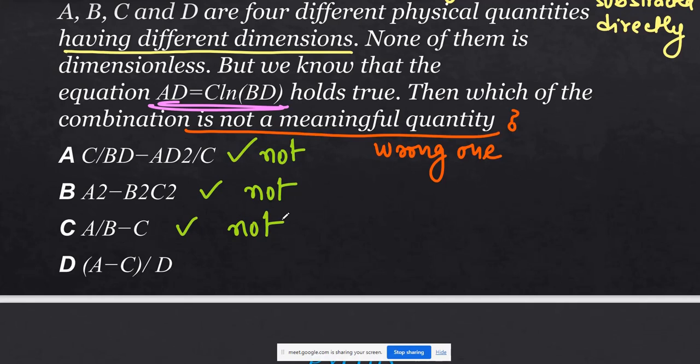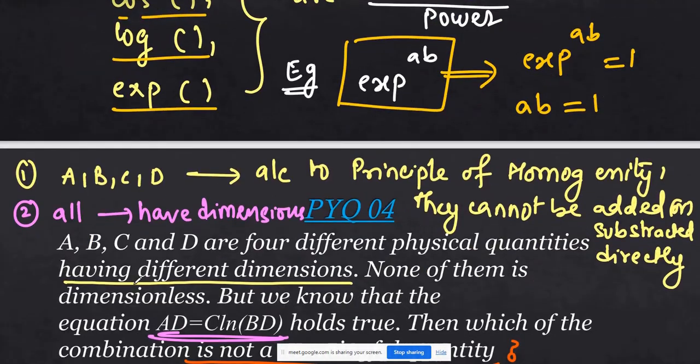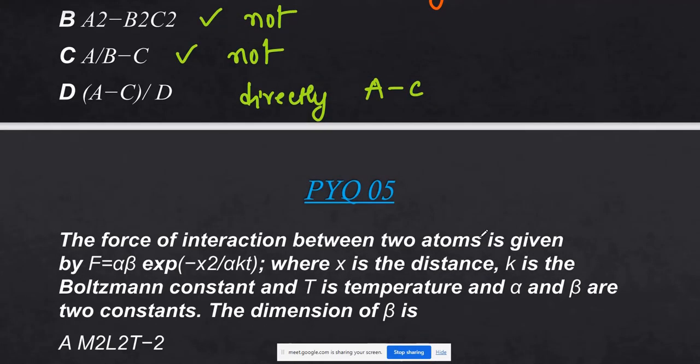So here also not direct subtraction, may be possible. See the D one, a minus c. First subtract. So directly subtraction is done here, right? Directly a minus c is done. Are you noticing this, Sahiti? Yeah, ma'am. So what should be the case here? They are having different dimensions, so they should not be subtracted directly, but in the fourth option directly they are subtracted. Yes, ma'am. So this is not a meaningful one. A and C are having different dimensions, so they should not be directly subtracted.